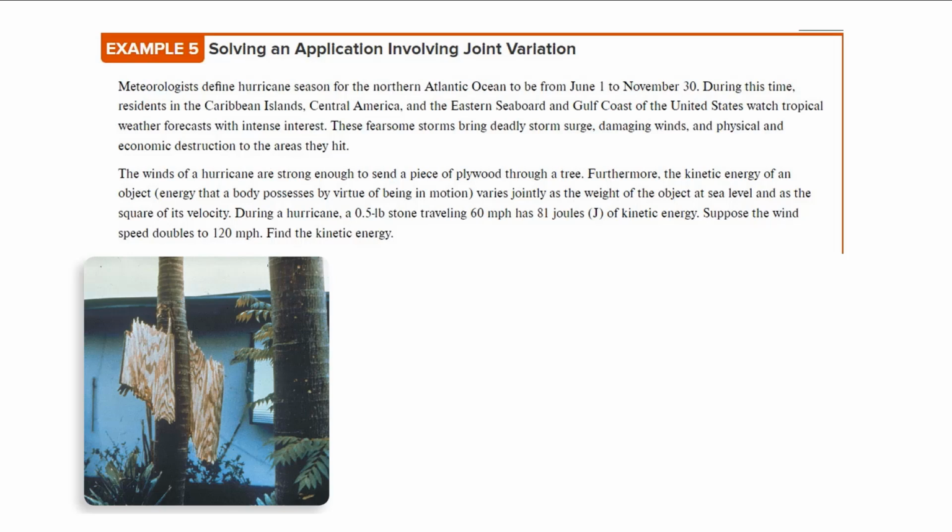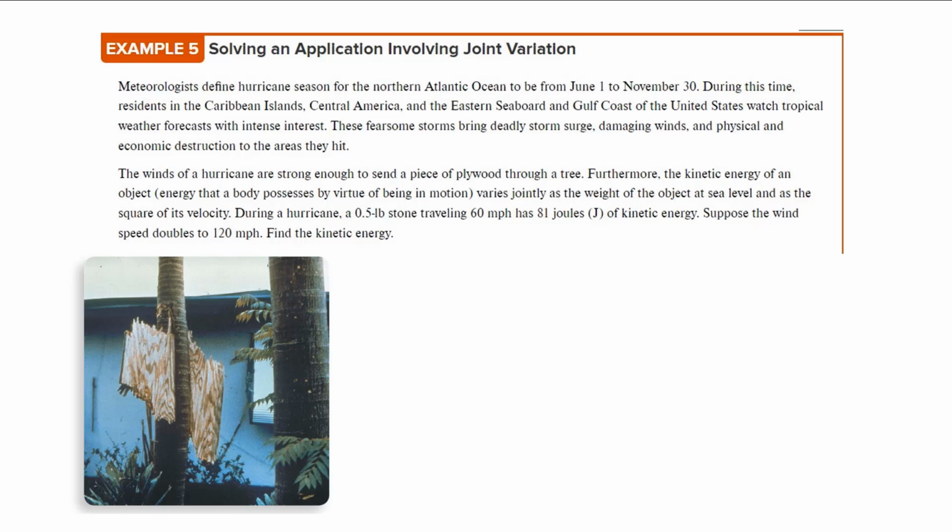So the kinetic energy in an object varies jointly as the weight of the object at sea level and as the square of the object's velocity. So during a hurricane, a 0.5 or half-pound stone traveling 60 miles per hour has 81 joules of kinetic energy. Suppose the wind speed doubles to 120 miles per hour, find the kinetic energy of that same stone.